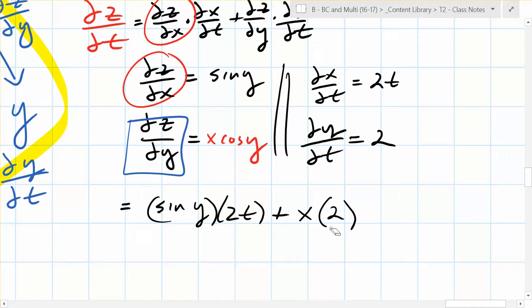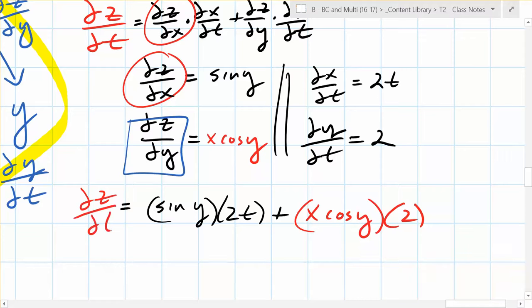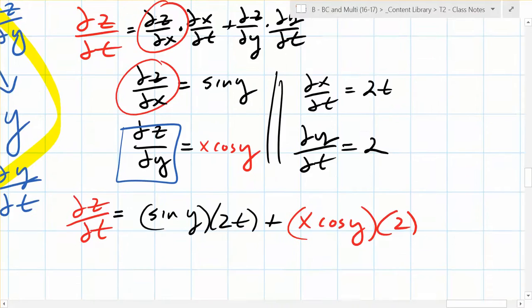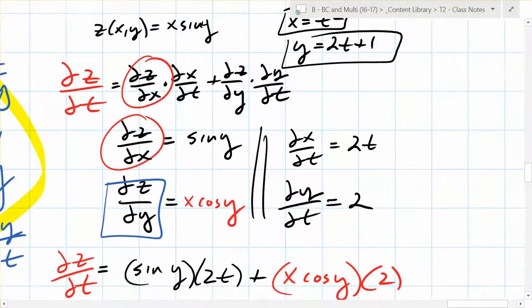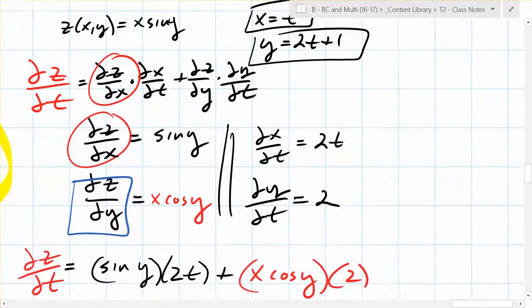Okay, so it's sine y times 2t, but then what does it become? Not over here. What is it? x cosine y times what? Good job, Soma. But is that in terms of t right there? We wanted partial z partial t, right? Is that just in terms of t? No. How do we get it in terms of t?